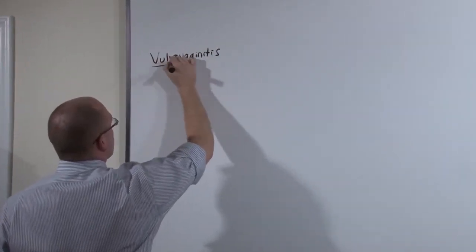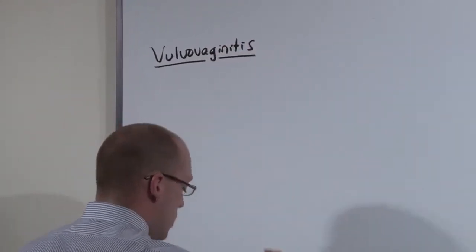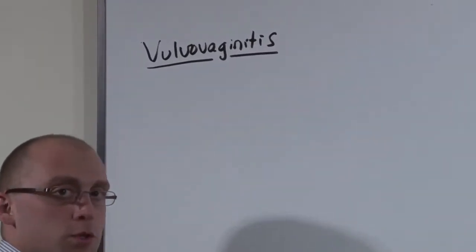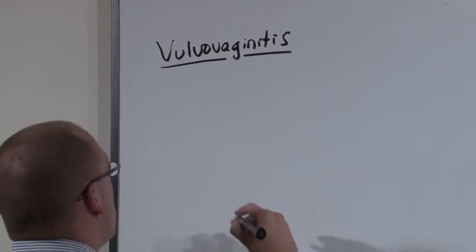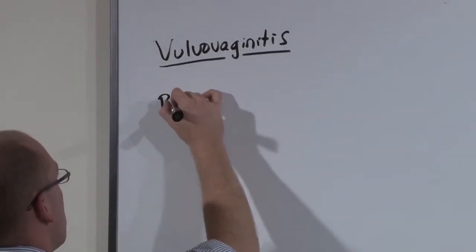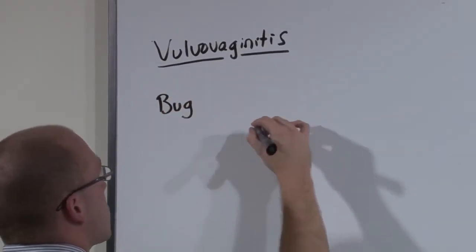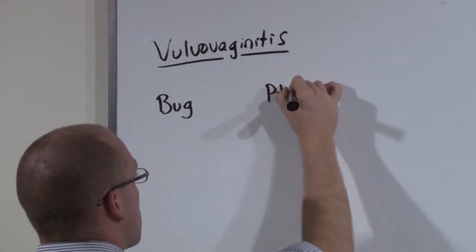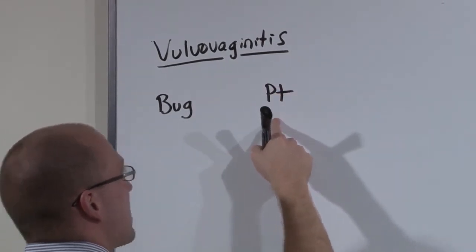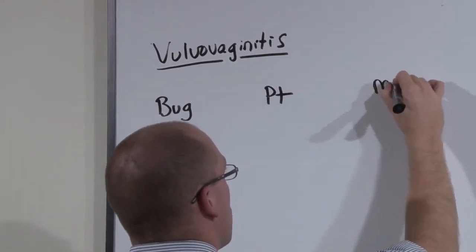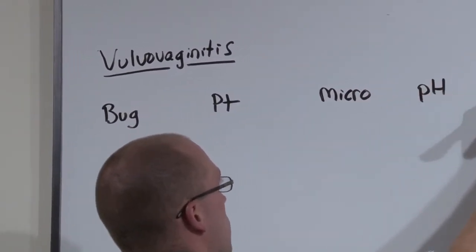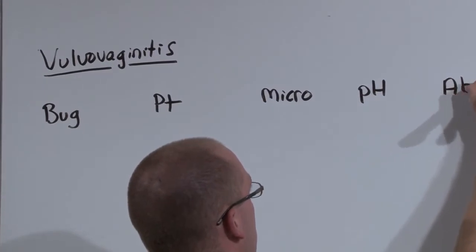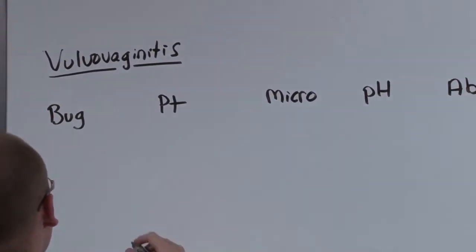Inevitably, the question about vulvovaginitis is going to give you a woman who's complaining of vaginal discharge and itching. And what you're going to have to do is separate the bug and the treatment based on what the patient presentation is like. That is, what is the discharge like? What does the micro show you? What is the pH of the discharge? And then again, how do you treat it? The first bug is Candida.